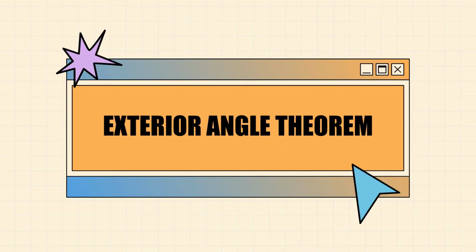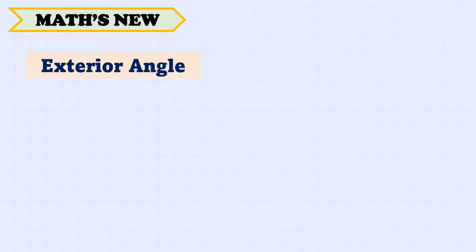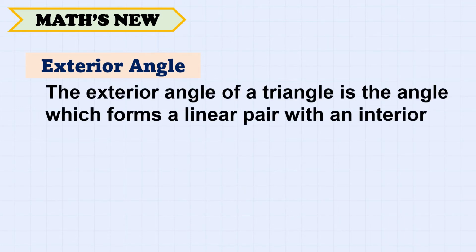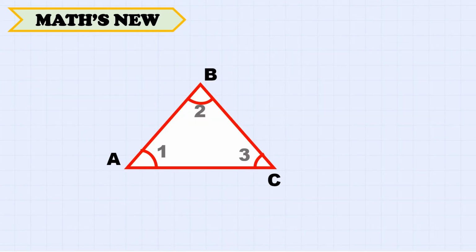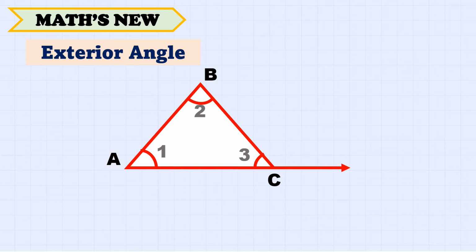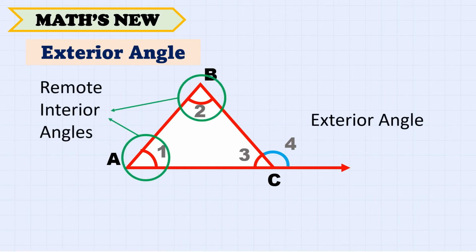Now let's move on to the first theorem. This is the exterior angle theorem. First, let's define what is exterior angle. So the exterior angle of a triangle is the angle which forms a linear pair with an interior angle of a triangle. So we have here triangle ABC, and to determine what's an exterior angle, let's extend one side of a triangle. So let's extend side AC. Then, as you can see, we can form another angle, which is angle 4, and that angle formed is the exterior angle. And angle 2 and angle 1, those are the remote interior angles.